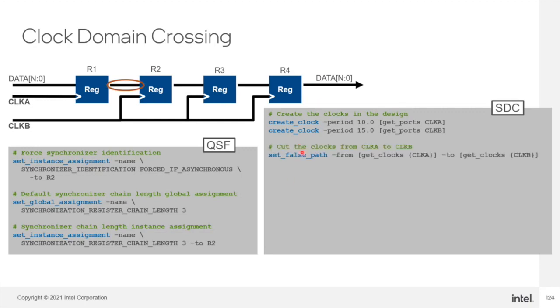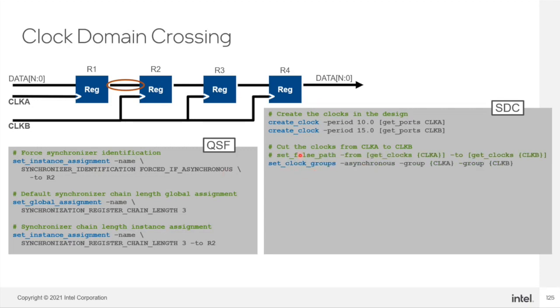Set a false path. I don't want the tools to analyze the path between R1 and R2. So this is completely cut from timing analysis. Now, when you do that, the tools will basically say, oh, okay, so you don't want anything, there's no timing here. That means I can place R2 as far away from R1 as possible because there's no timing. That's not what you want. You do want to cut that path, but there's a couple more constraints that you want inside there.